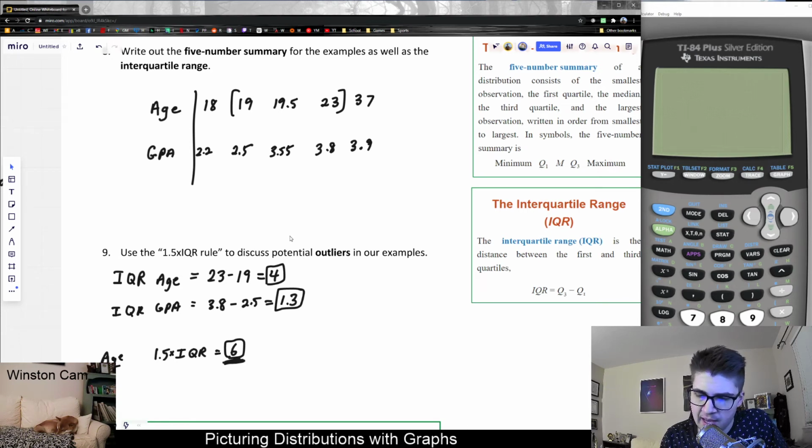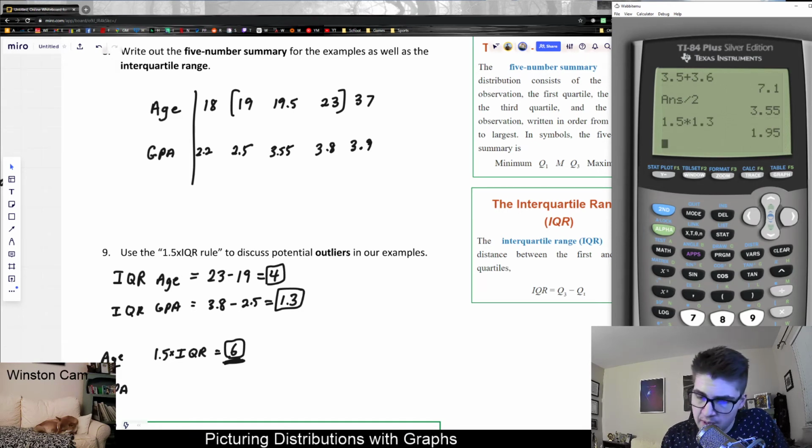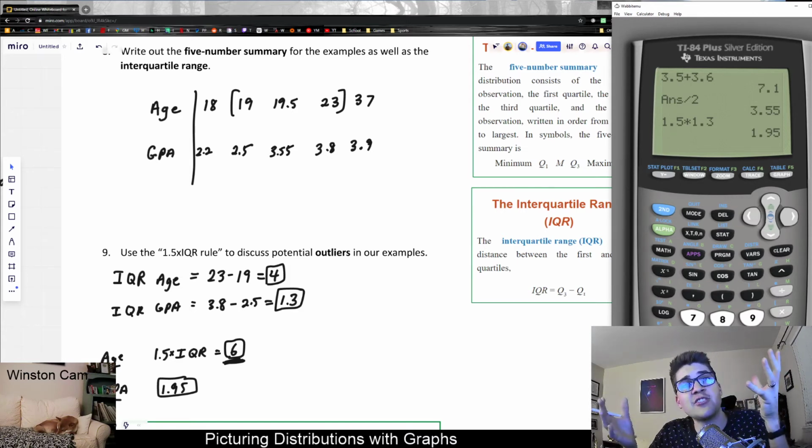And for GPA, if you take 1.5 times 1.3, that would give us our margin for being an outlier. So 1.5 times 1.3, which would be 1.95. And this would give us our 1.5 times IQR rule margin. So, well, how do we actually find an outlier? And this is kind of the last thing it says. It says discuss potential outliers in our examples.